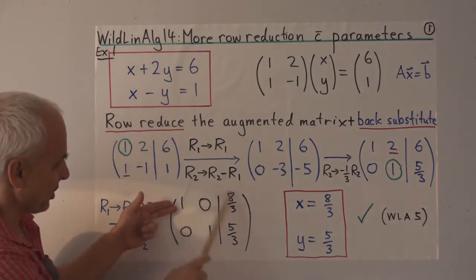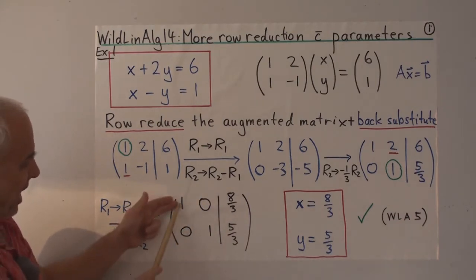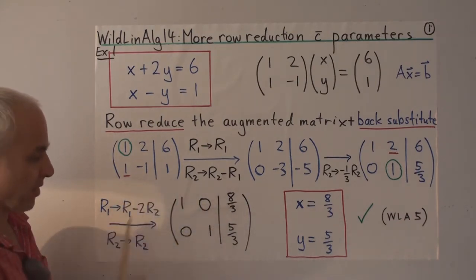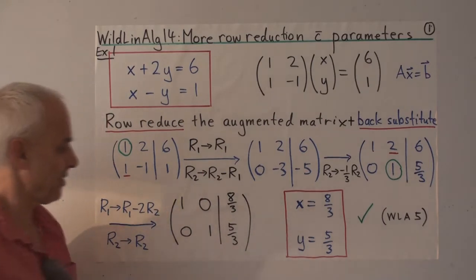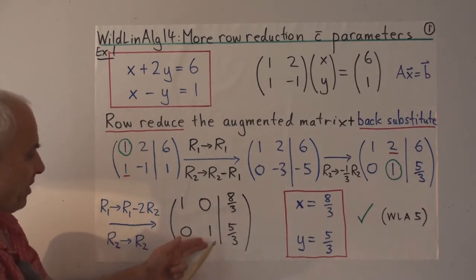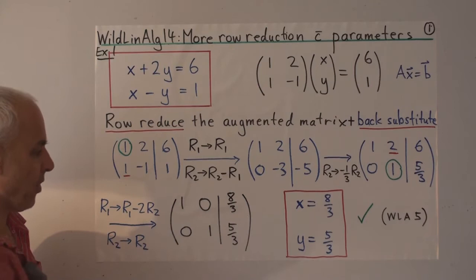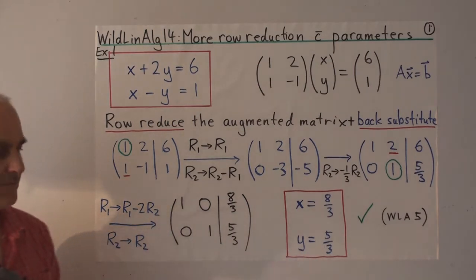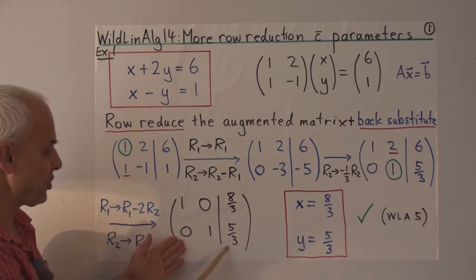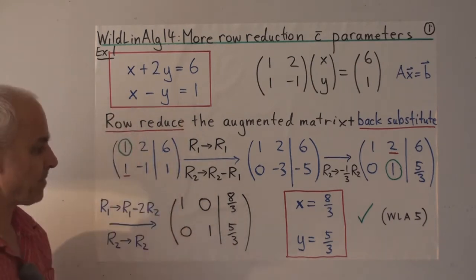The new equations that correspond to this augmented matrix are x plus 0y equals 8/3. In other words, x equals 8/3. And 0x plus 1y equals 5/3. Or in other words, y equals 5/3. So we found a solution to the original system.